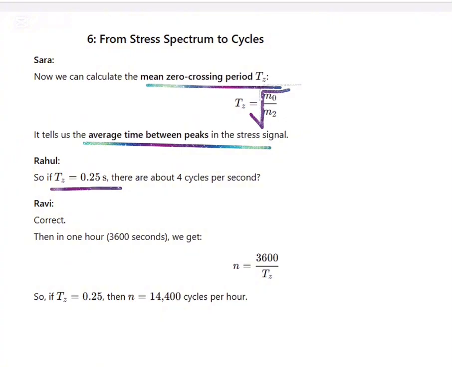If T is 0.25 seconds, there are about 4 cycles per second, 1 divided by 0.25. So in 1 hour, 3600 seconds, we get 3600 divided by T, which is 14,400 cycles per hour. In 1 second itself, we are getting 4 cycles, so in 1 hour, 3600 into 4, that's 14,400 cycles per hour.